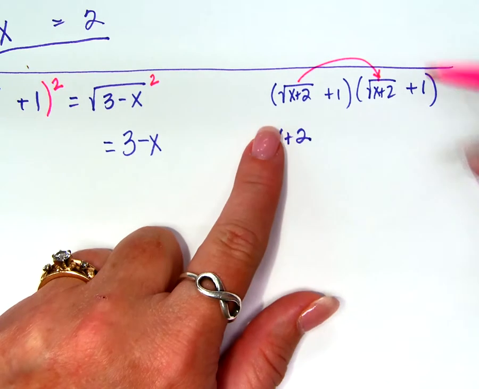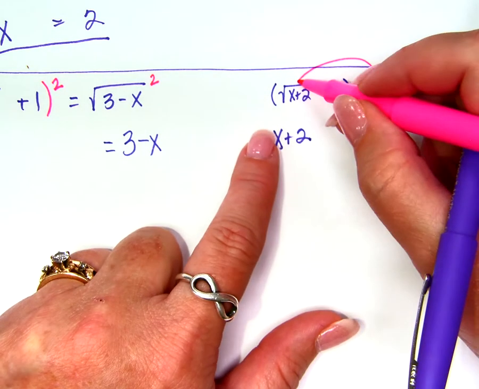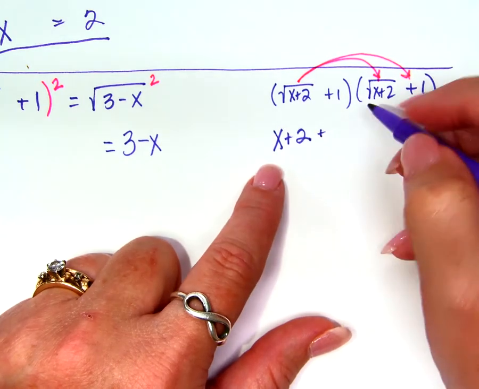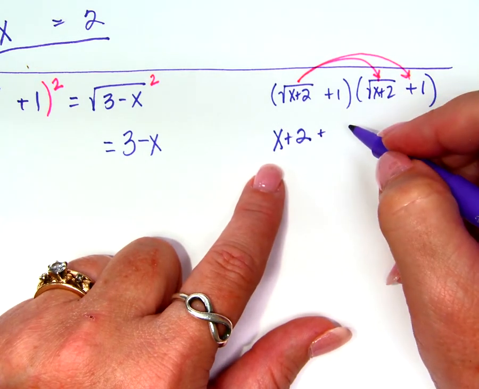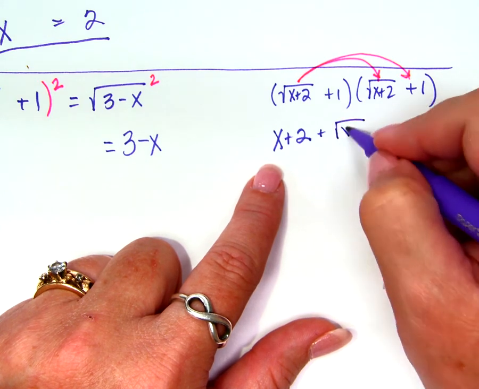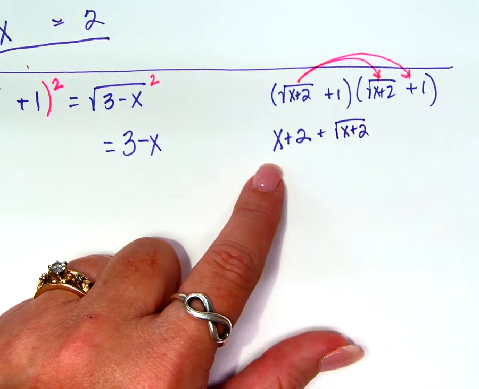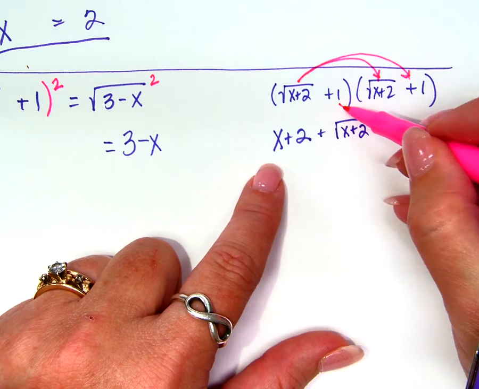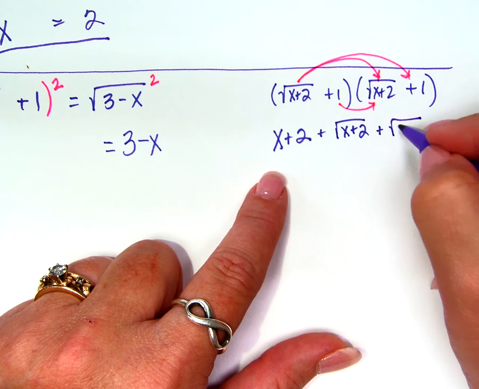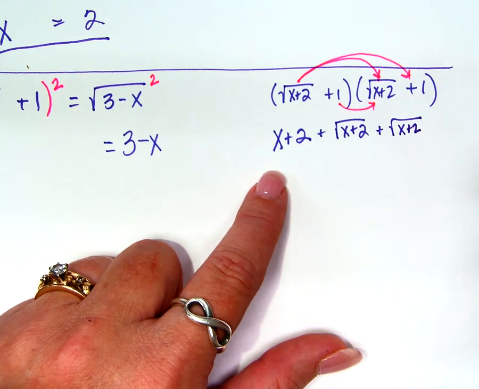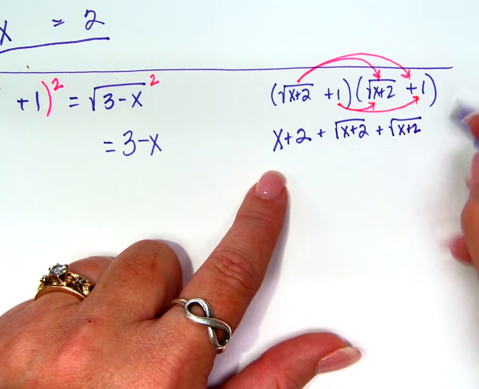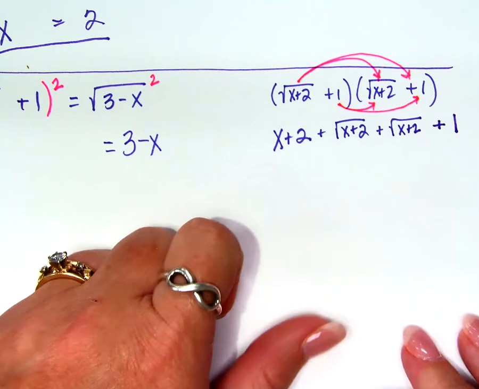Yeah? Okay. What do I get if I multiply a square root of x plus 2 times 1? What do I get? Guys, what's anything times 1? Just itself, right? So I get the square root of x plus 2. What about 1 times the square root of x plus 2? What do I get? Same thing, right? And then what's 1 times 1? 4. It's not 4, it's 1.